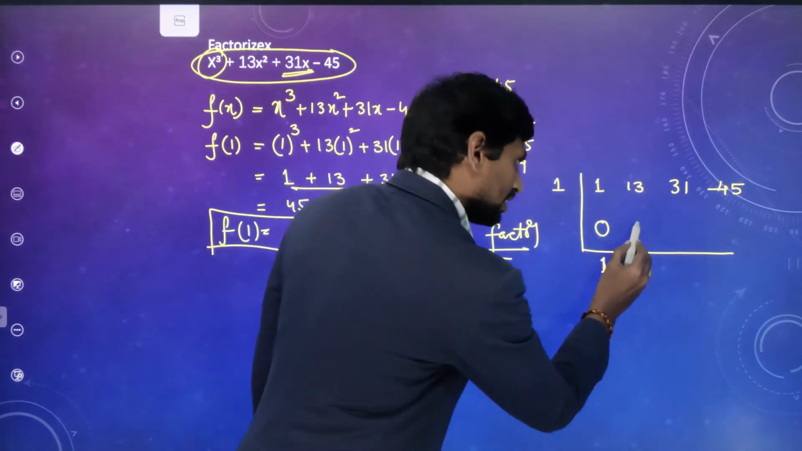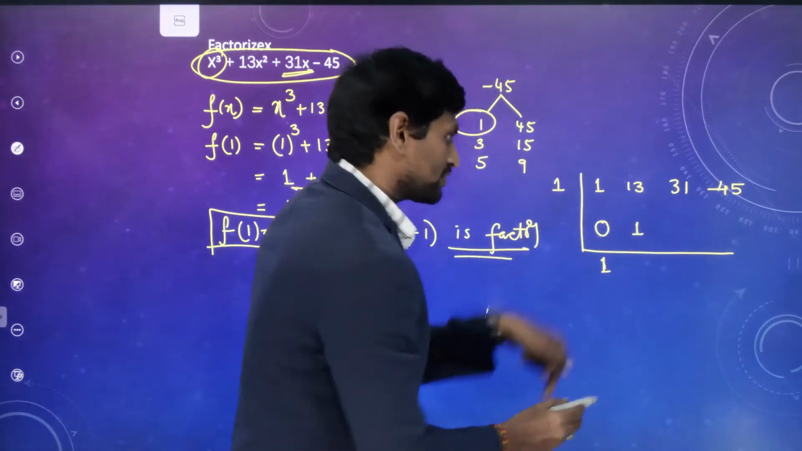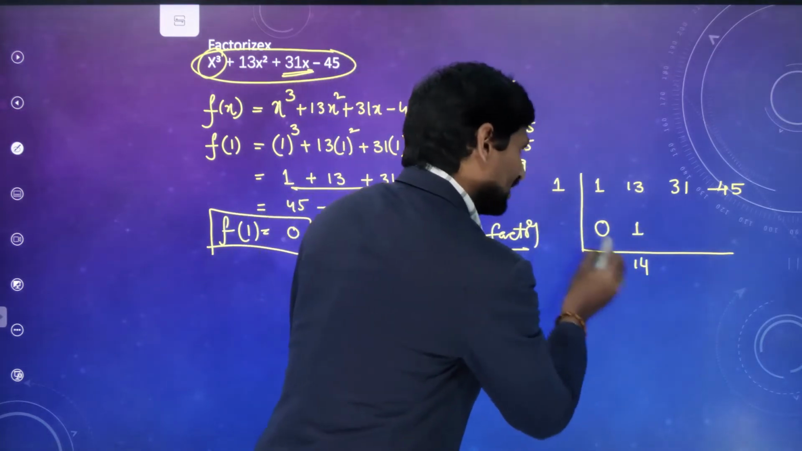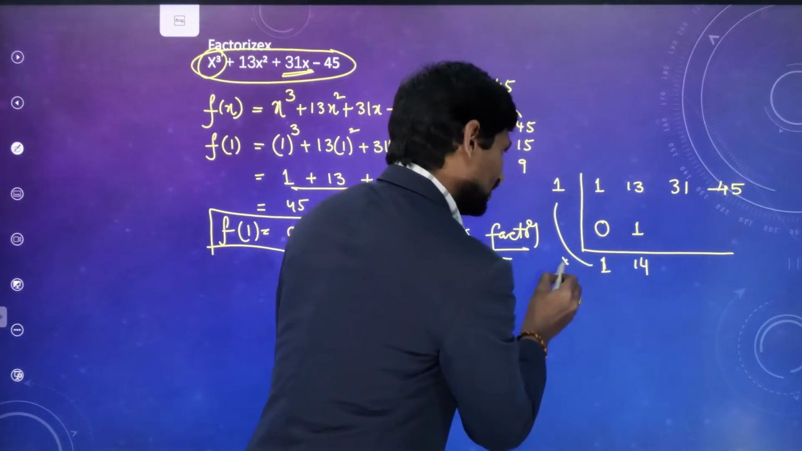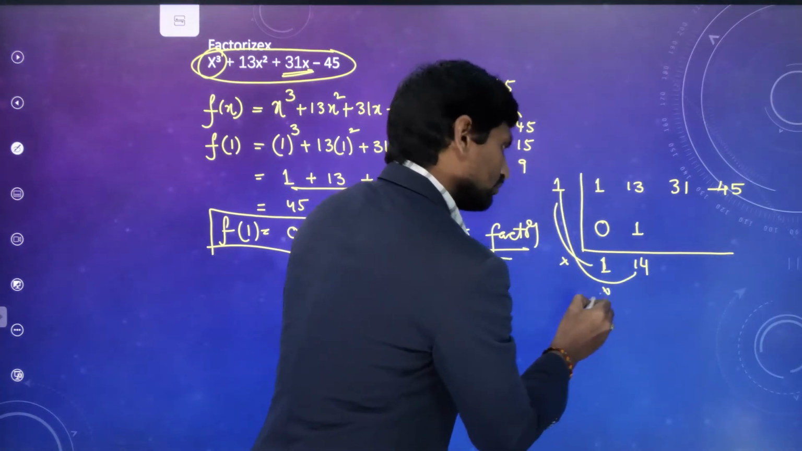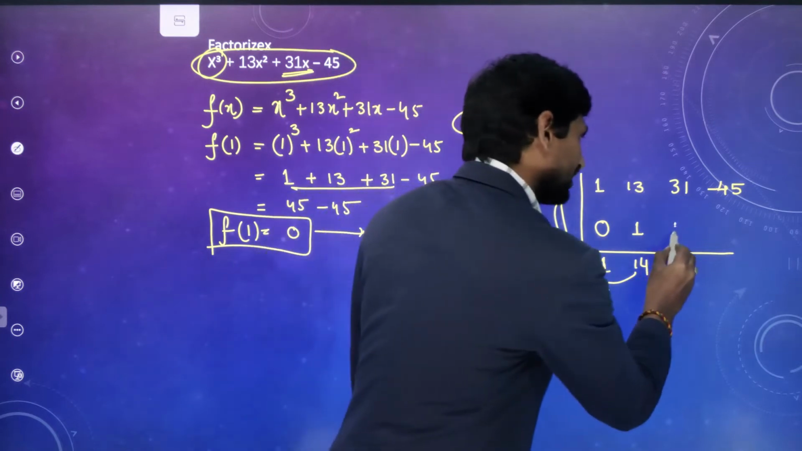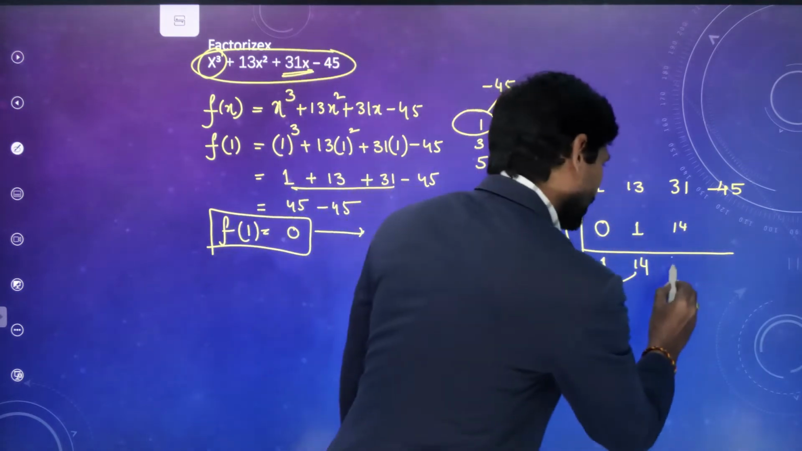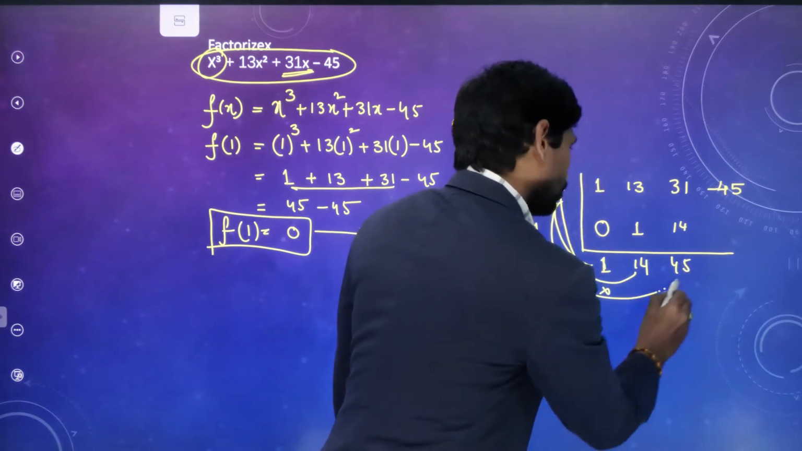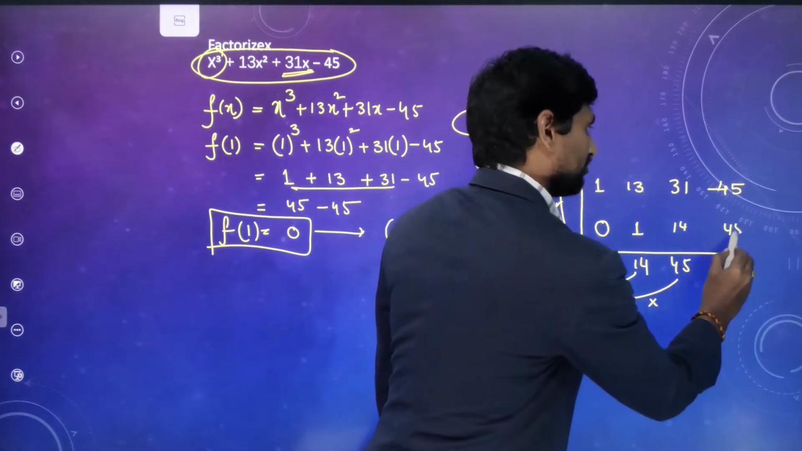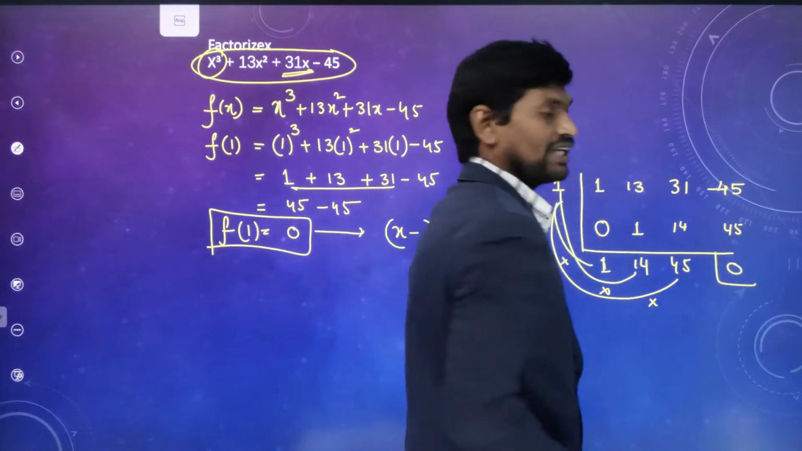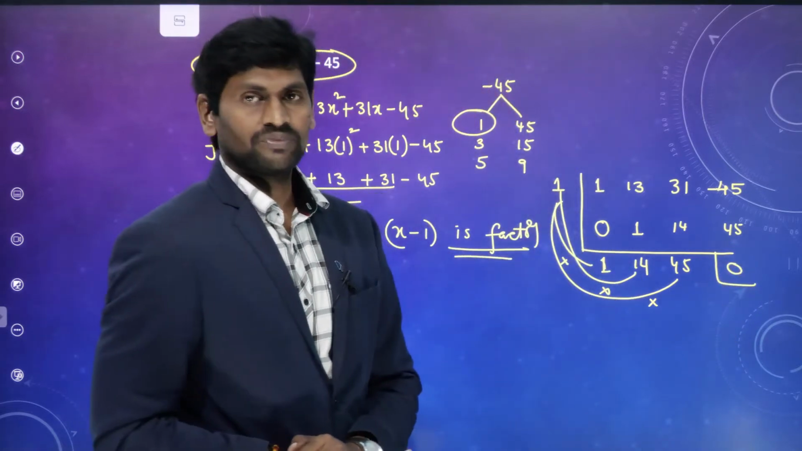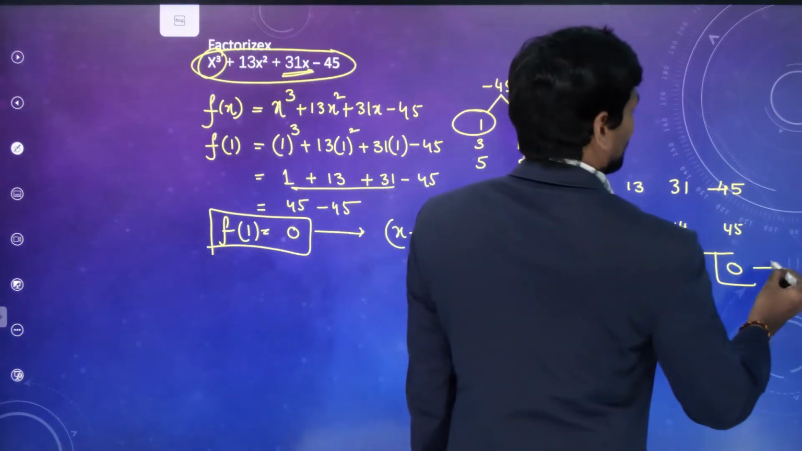So 1 ones are 1, and 13 plus 1 becomes 14. Again 14 ones: first 1 into 1, next 1 into 14. That 14 result you have to write here. Next 31 plus 14 becomes 45. 1 into 45 is 45. Minus 45 plus 45 becomes 0. So this 0 is nothing but the remainder.